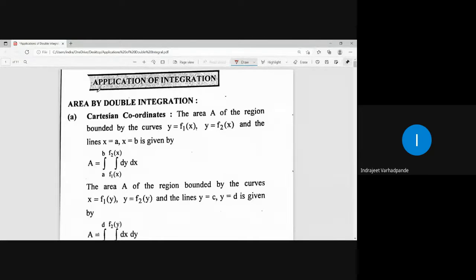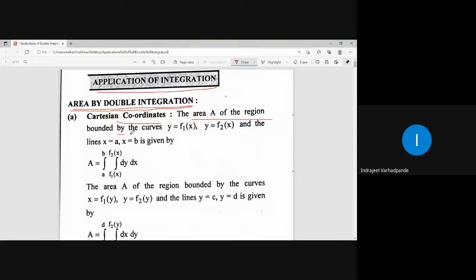So the very first part under the heading, application of integration, we talk about area by double integration. In general, evaluation of a double integral itself gives you the calculation for the area. So here, whatever the integral dy dx or dx dy is, that itself will serve the purpose of obtaining the value of the area.